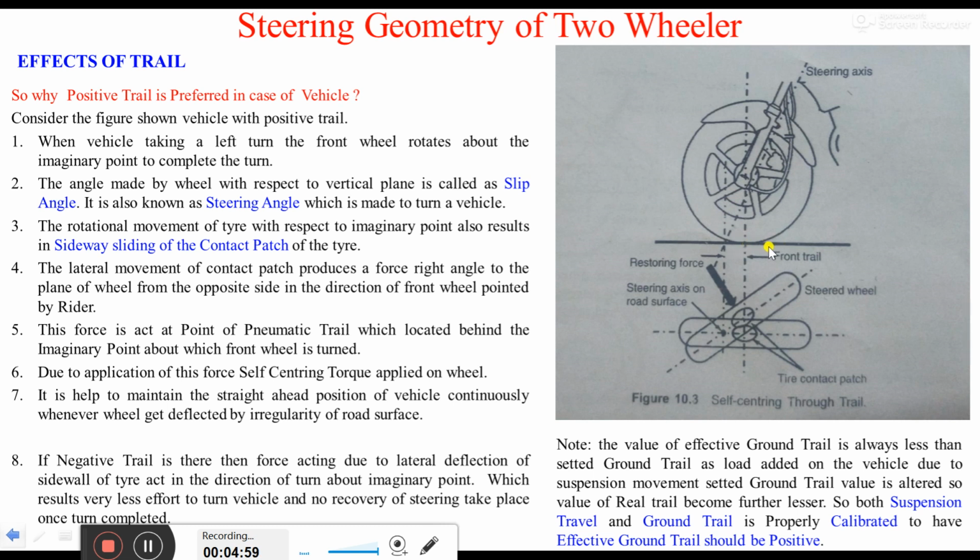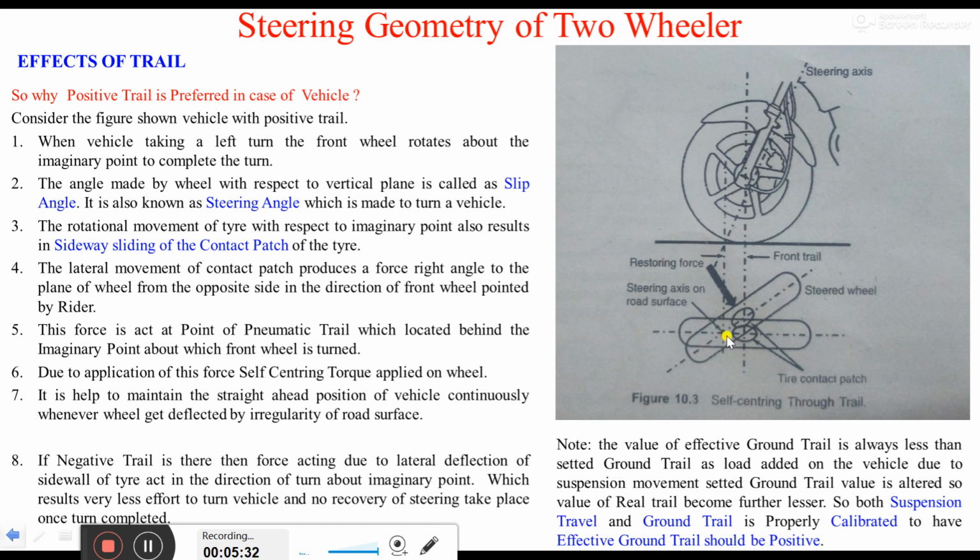So if this point is here, then what will happen? This opposing force will act about this negative trail wala imaginary point and will help the vehicle to again move further in left. Okay, so that will be very difficult for the driver to handle the vehicle, because the driver only has to take a slight left turn, but this opposing force will push it even more to the left. Because of that the vehicle becomes unstable, directionally unstable.